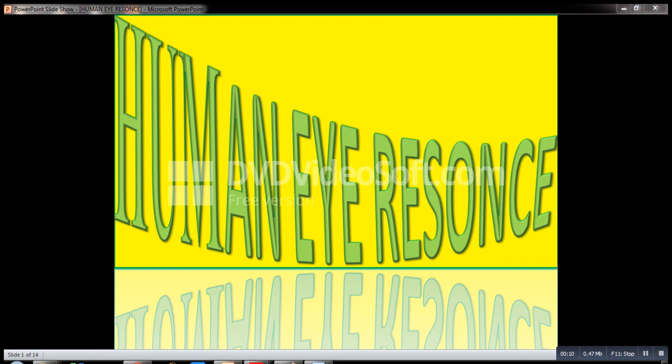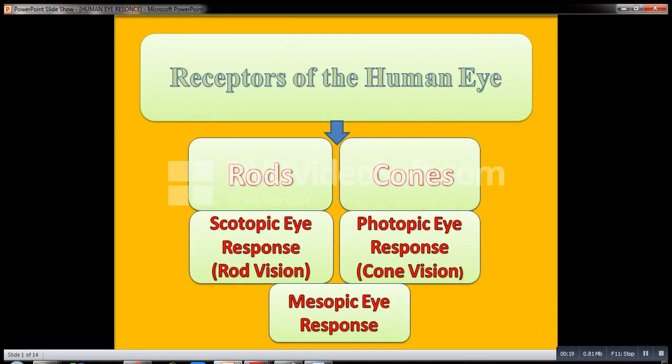The title of the present lecture is Human Eye Response. In this lecture, we will talk about the human eye receptors and some concepts which are important in the evaluation of optical sources working in the visible region of the electromagnetic spectrum. The human eye consists of two main types of receptors, which are rods and cones.